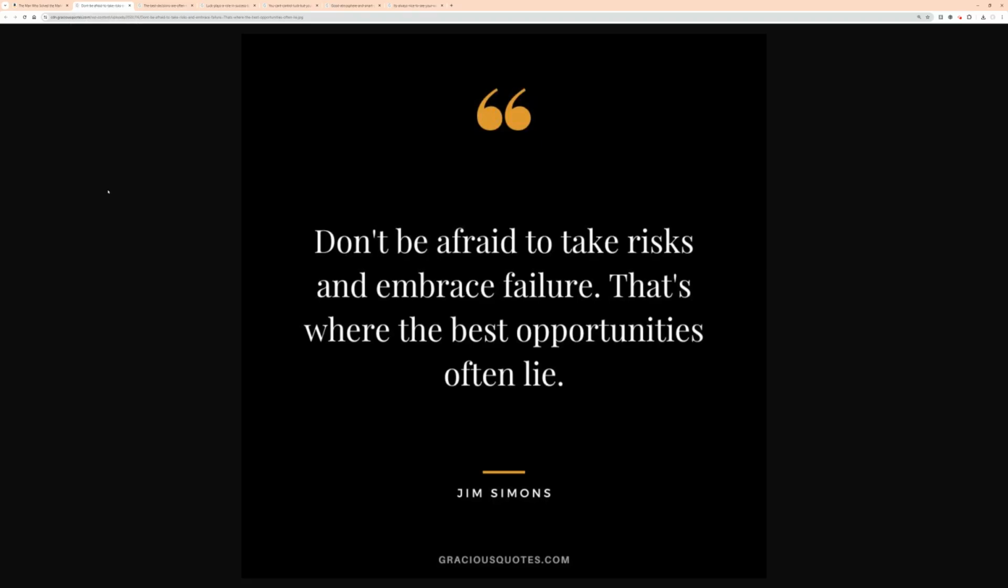of stuff. But I leave you with a couple of quotes from Jim Simons because, again, it is about how you handle yourself because it's your life. Don't be afraid to take risks and embrace failure. That's where the best opportunities often lie.